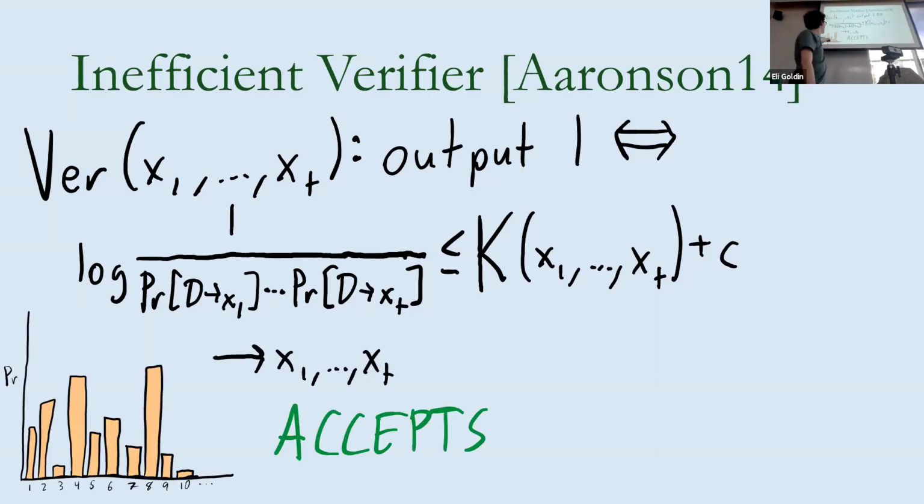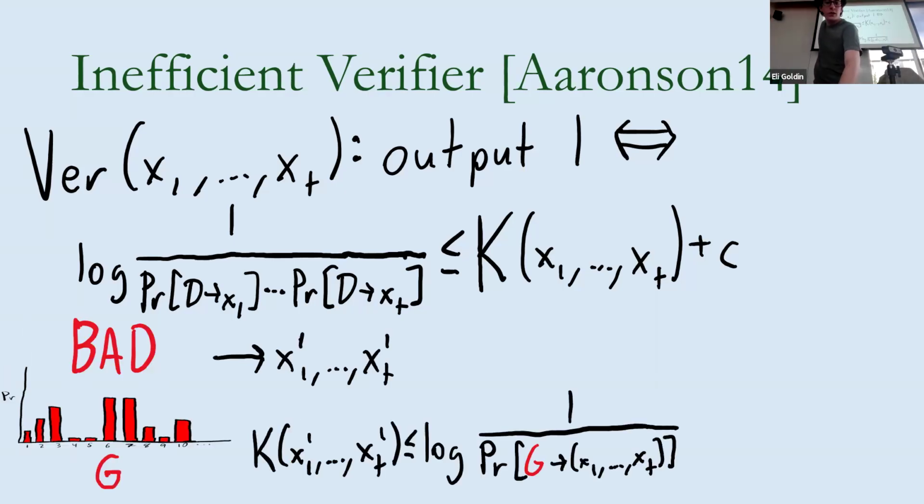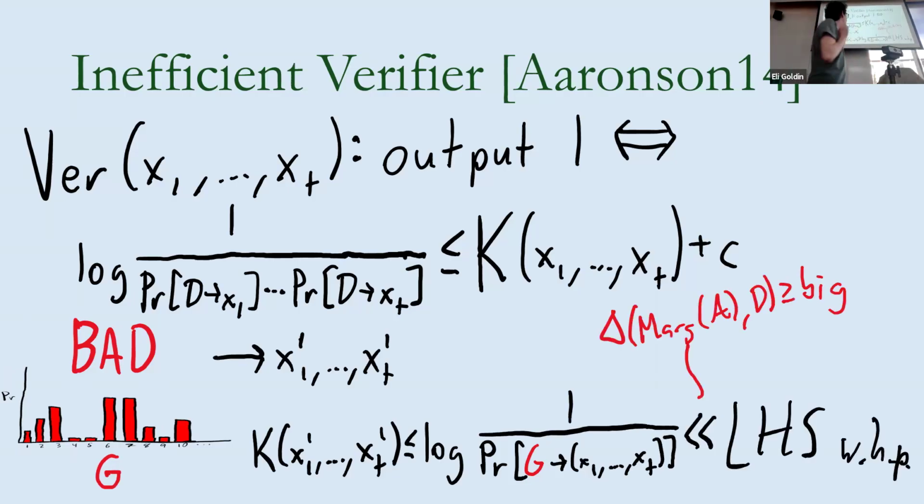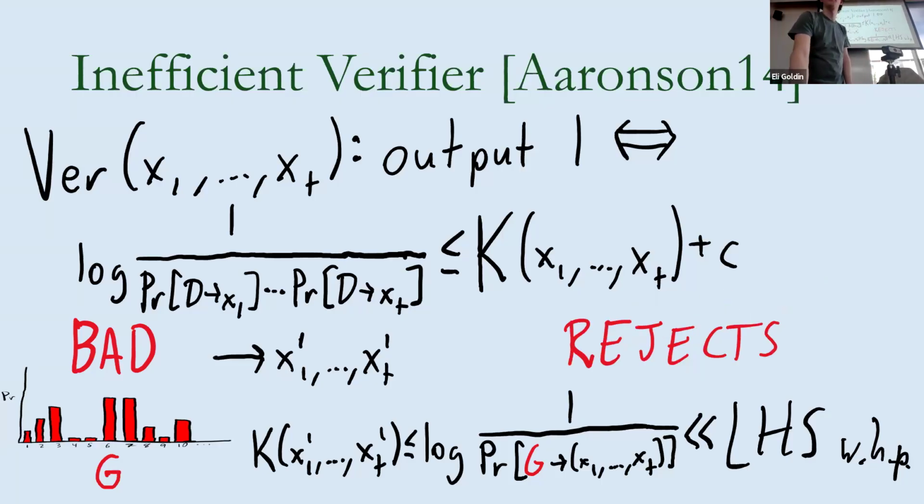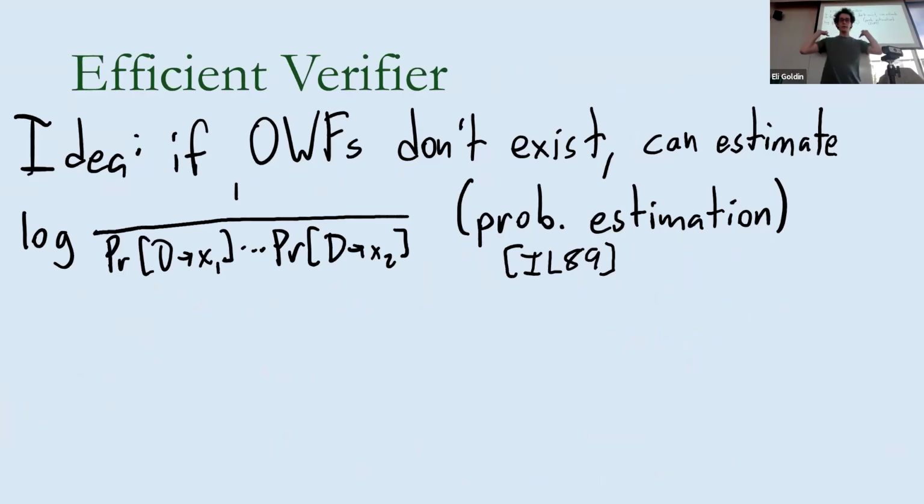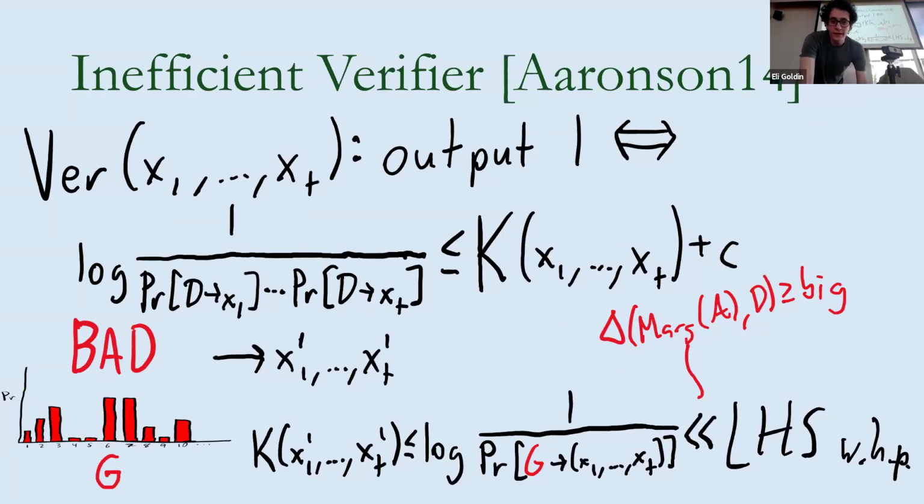By the previous reasoning, this will be true for honest distributions because this value and this value will be pretty much the same. And for a bad distribution, we know that the Kolmogorov complexity of the sample will be less than or equal to log 1 over the probability that the bad sampler outputs that long string, which, because the distributions are far apart, will with high probability be much less than the left-hand side. And so we'll reject. So this is the verifier that we get, which is great, but as you were saying, we have no way of implementing this. It's not just inefficient, it's uncomputable.